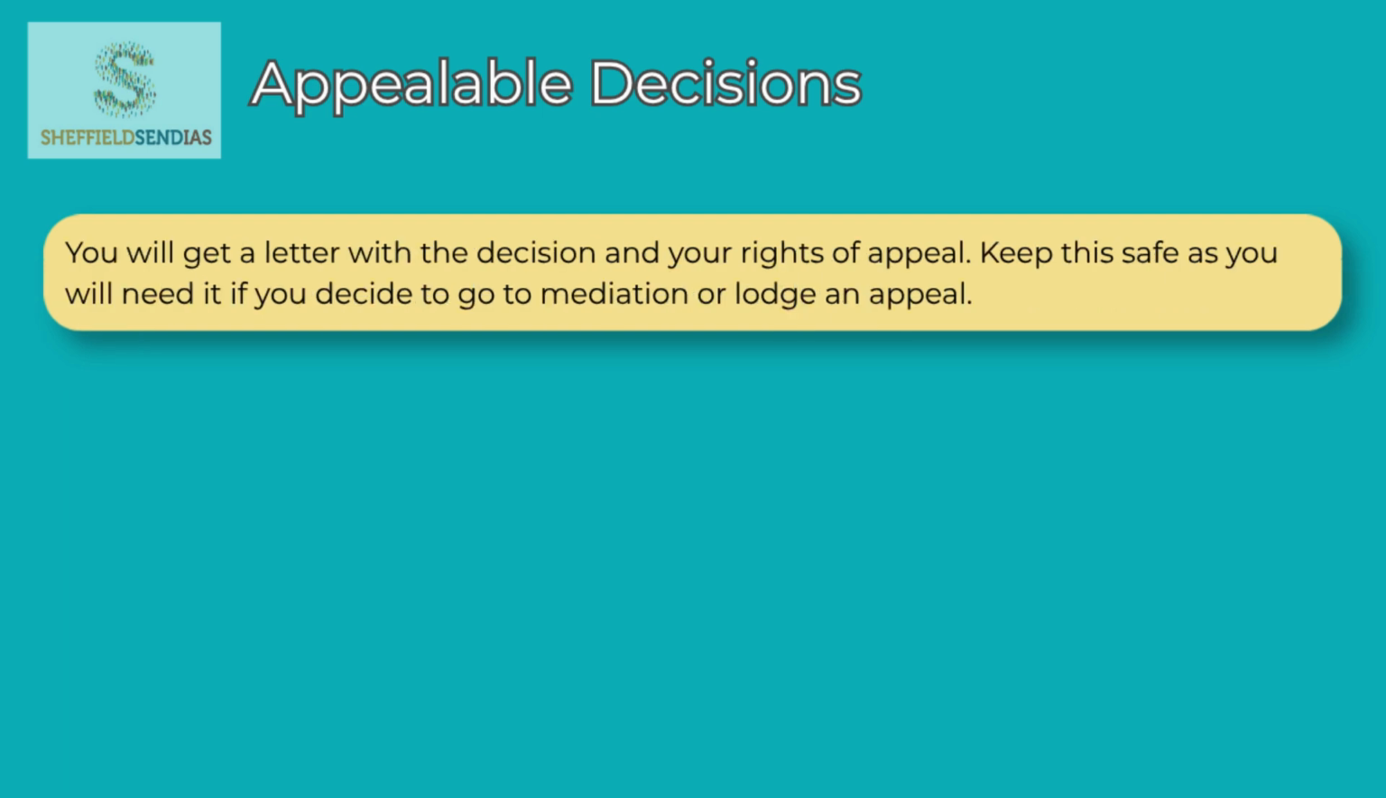When these decisions are made, the local authority must send you a letter with their decision and your rights of appeal. In most cases, this letter will be emailed to you rather than posted. You must keep this letter safe, as if you decide to go to mediation or lodge an appeal, you will need it.